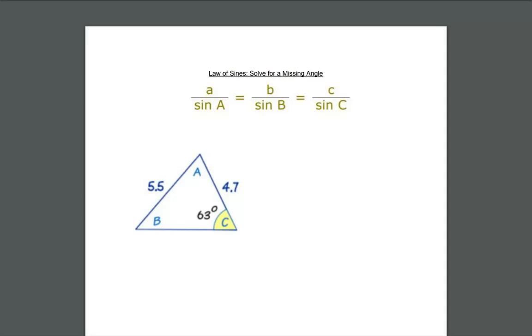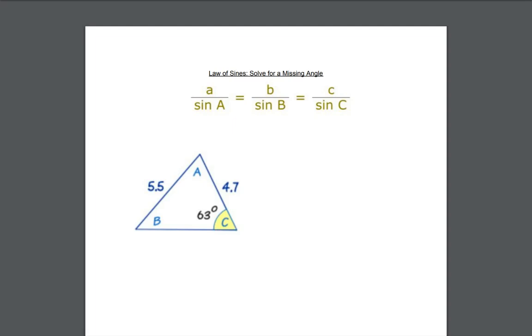And today we're going to be continuing on with the law of sines. You were introduced to the law of sines on Monday, and you were using that law of sines to solve for a missing side length in a non-right triangle. So today we're going to be looking at law of sines again, but we're going to be looking at when we want to solve for a missing angle.